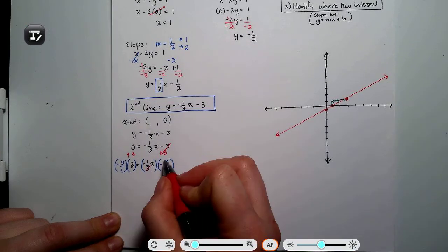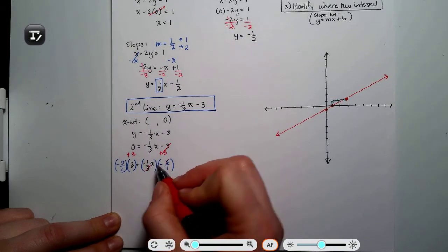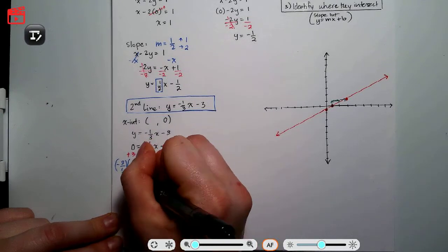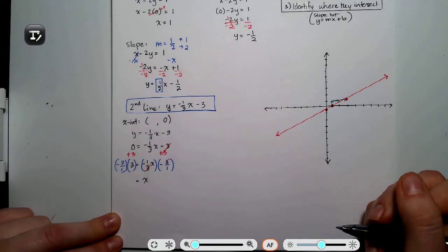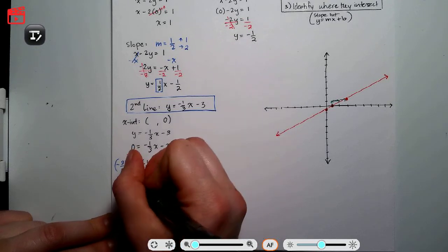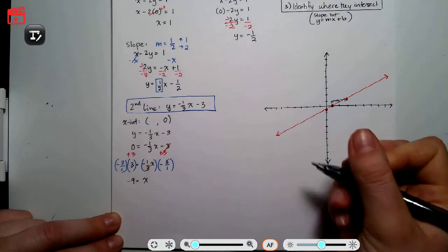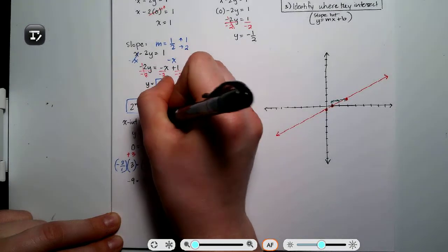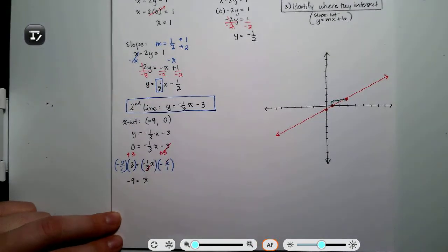Well, these 3's cancel. The negative times the negative becomes a positive, so I'm left with positive x on this side. Then I have a negative 3 times a 3, which is going to be negative 9. So my x-intercept is negative 9, 0. Let's go ahead and plot that.